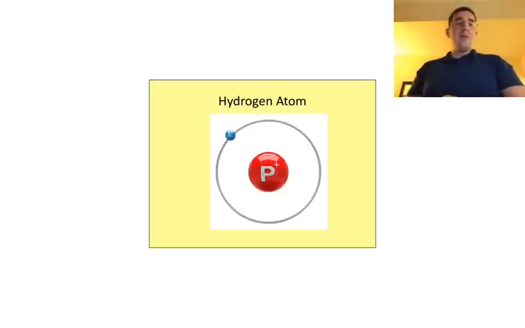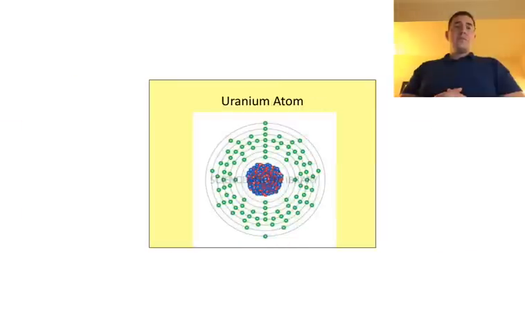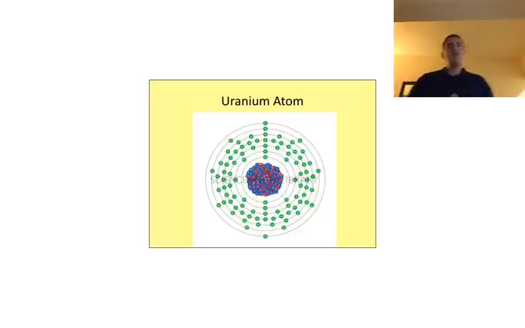Take a look at this atom. As you can see, there's quite a bit of protons here in the nucleus. There's 92. The red spheres are protons. The green spheres are electrons. So all atoms that have 92 protons and 92 electrons are uranium atoms or uranium elements. Okay? That's what's different between one element and another element. Each element has its own unique set of protons and electrons.